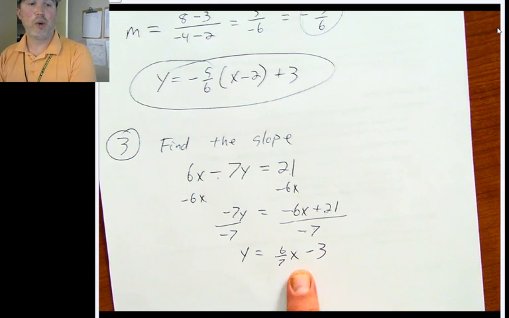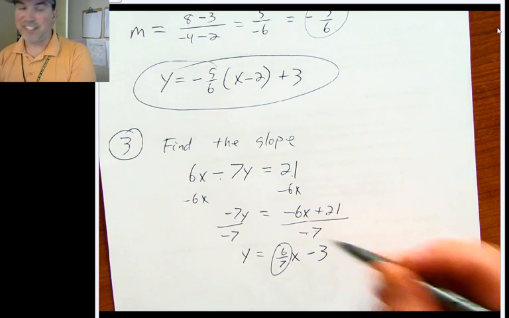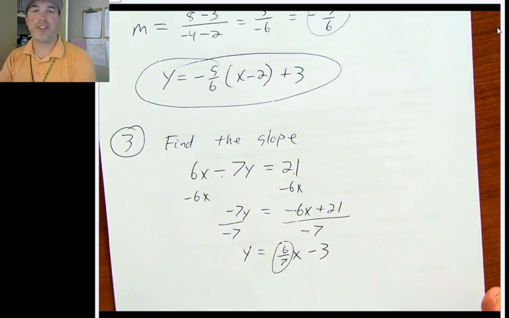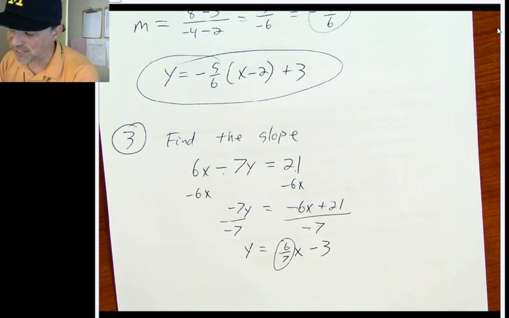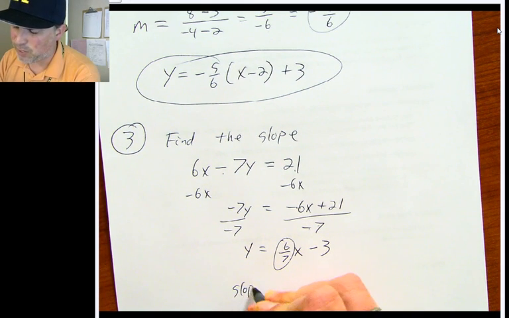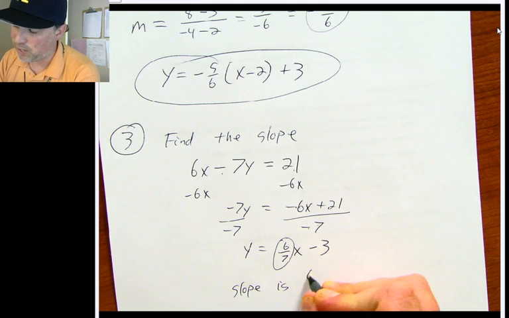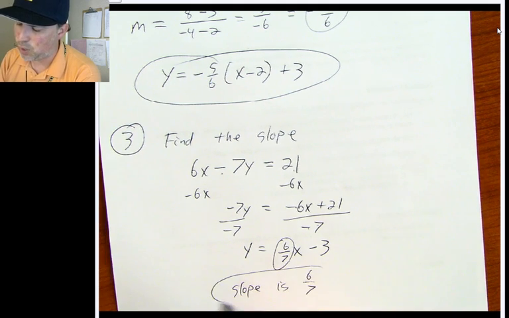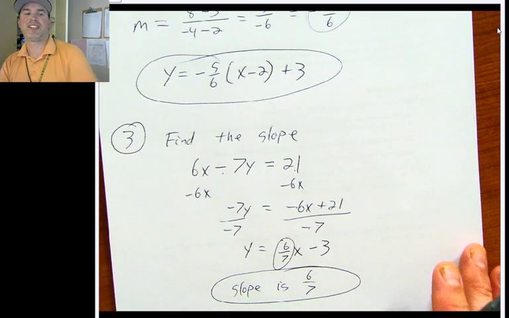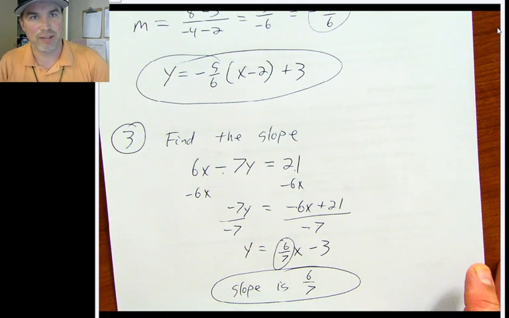So I have a slope-intercept answer now, and 6 over 7 is what's hanging out with the x. That's my m, so that's my slope. Make sure you answer it in a way that's clear to whoever is grading it. In this particular case, the slope is 6 over 7.